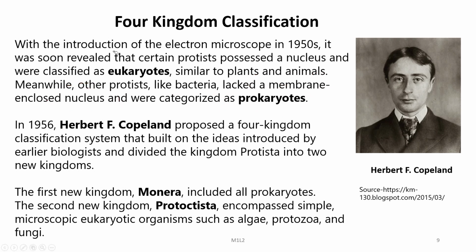So, in 1956, Herbert F. Copeland proposed a four kingdom classification system that built on the ideas introduced by earlier biologists, starting from Linnaeus to others who have contributed, and he divided the kingdom Protista into two new kingdoms. The first new kingdom, Monera, included the prokaryotes. The second new kingdom, Protoctista, encompassed simple microscopic eukaryotic organisms such as algae, protozoa and fungi.